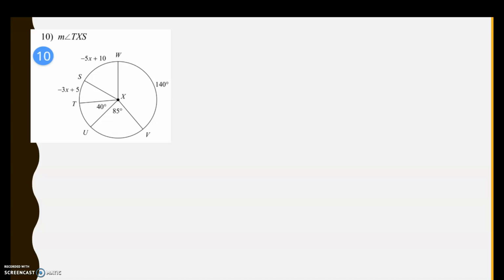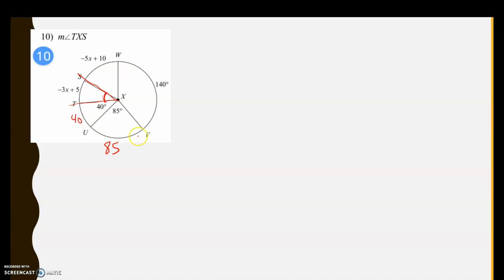Number 10, some people were confused about the negative on these problems. It's asking for the measure of angle TXS. So T, starting from T going to X and S, it's asking you for this angle right here. Well, before I can do that, I want to add everything around my circle. Remember, your central angle is the exact same as the arc that it makes. This guy here is 85, which means here is going to be 85, and this is going to be 40.